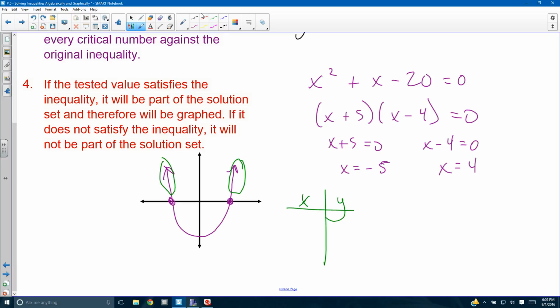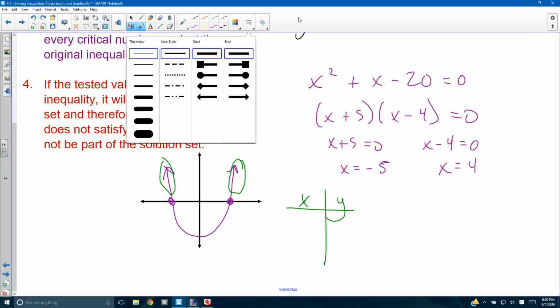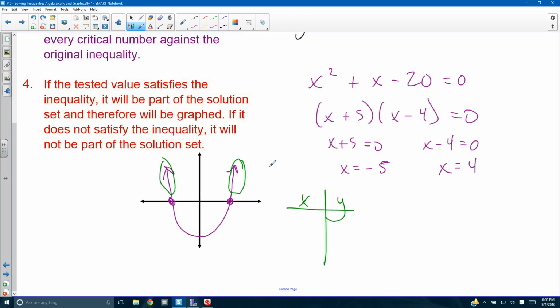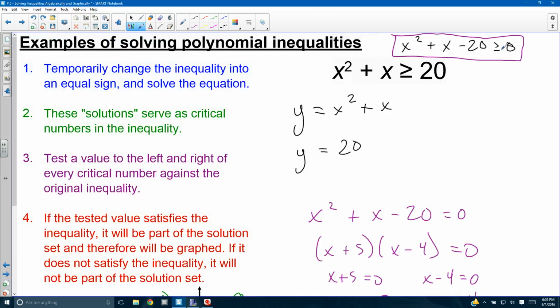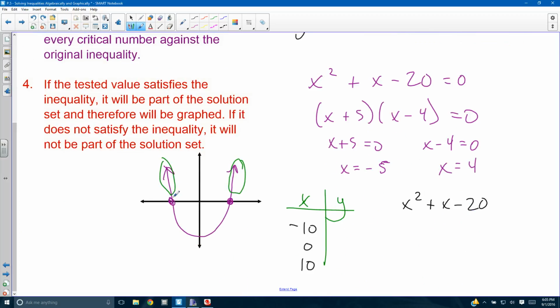We have to choose our own points. We're not going to choose -5 and 4, because we know we're going to get 0 out of those. Let's try -10. I'm going to do 0 again, always an easy one. Let's do 10. Sound fair? I take that back. This was greater than or equal to, so these do work. 0 does work on this. This is why we really have to be careful in math. So -5 and 4 will be a part of your solution set. There's no reason to test them. We found our zeros. We still have to test these other ones.